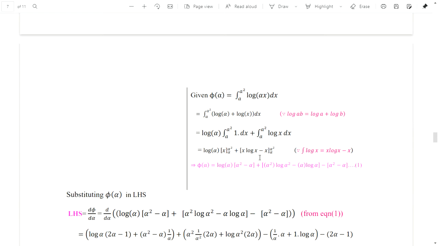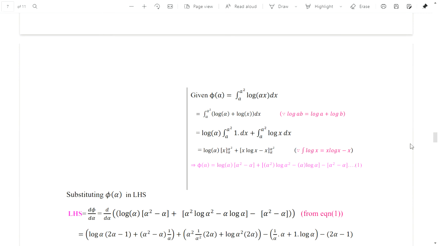For this x log x, apply the upper limit minus lower limit, so that we will be getting upper limit is alpha squared log of alpha squared, minus apply the lower limit, that is alpha. So minus alpha into log alpha, minus of for this x, apply upper as well as the lower limit, so that we will be getting alpha squared minus alpha. So substituting this, phi of alpha is this.